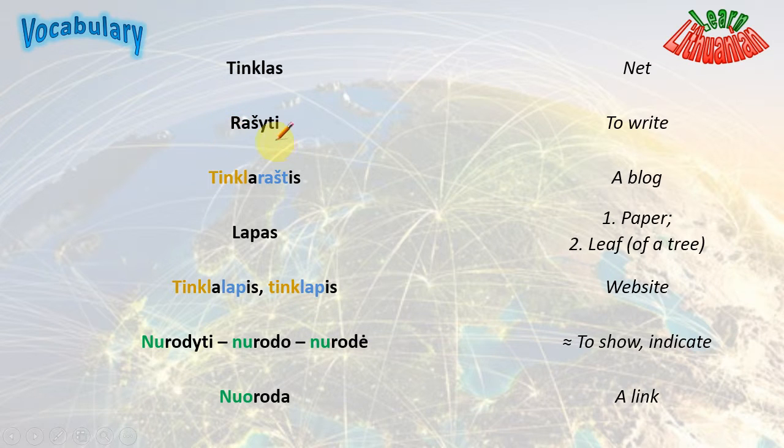Next, rašyti, to write. Rašyti, rašo, rašė. Tinklaraštis. This is the word for blog in Lithuanian. Many people still use blogas. And you know that blogas means bad. An adjective, bad, the masculine adjective for the word bad is blogas. And a blog is sometimes called blogas. But there's a Lithuanian word, tinklaraštis, which is getting more popular nowadays.